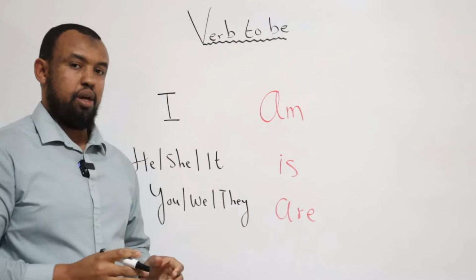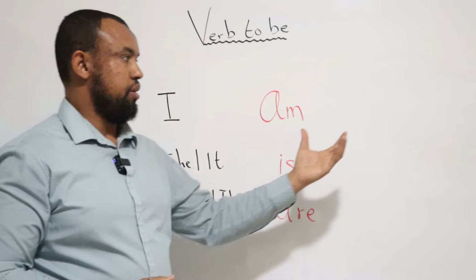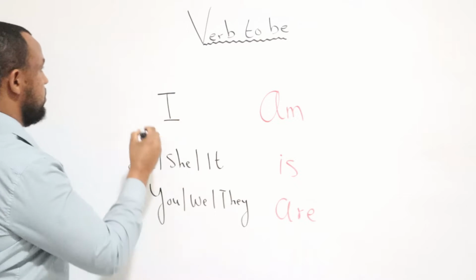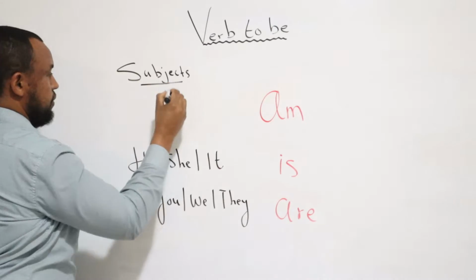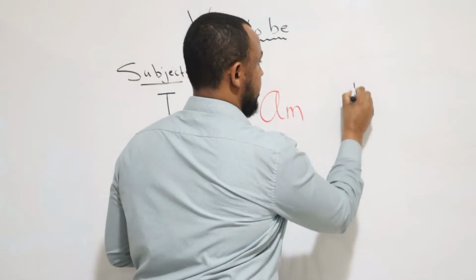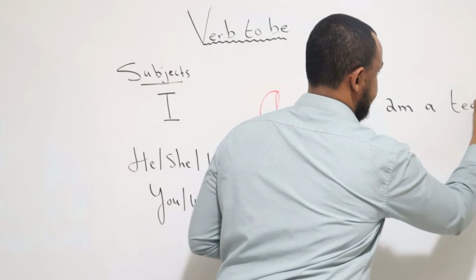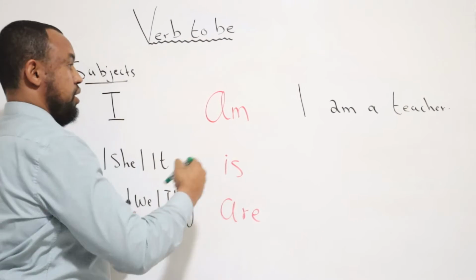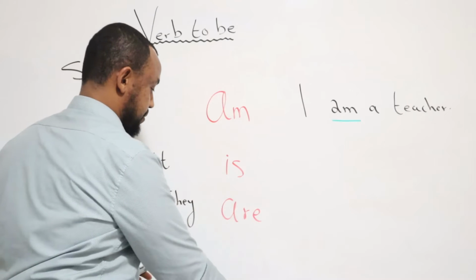Okay. Now that we have the subject and we have the verb to be, we have to be able to use it in a sentence. Otherwise, it won't be complete. Okay? So let's try to make a sentence. So as we said, these are the subjects. These are the verb to be, and we will try to make a sentence. So I, for example, I am a teacher. All right? That's my job. I am a teacher. So with I, we've used the verb to be am. All right? Clear so far?